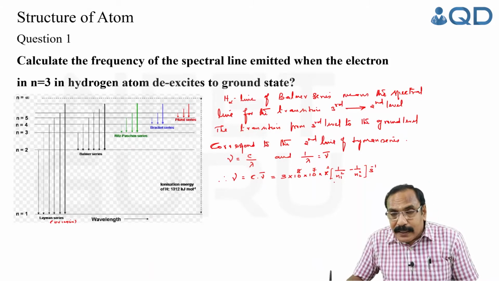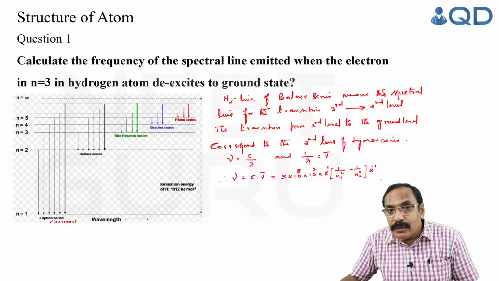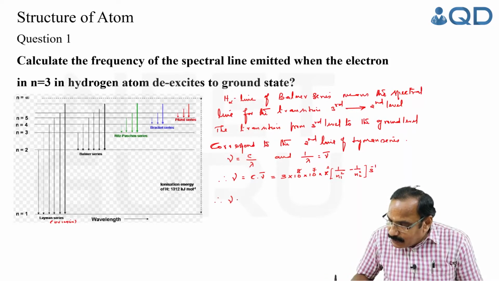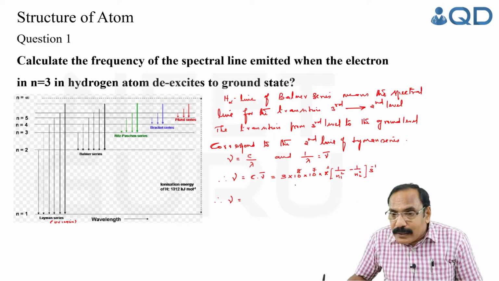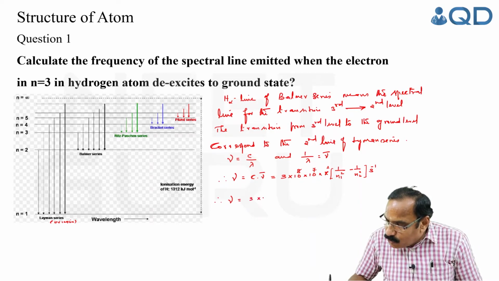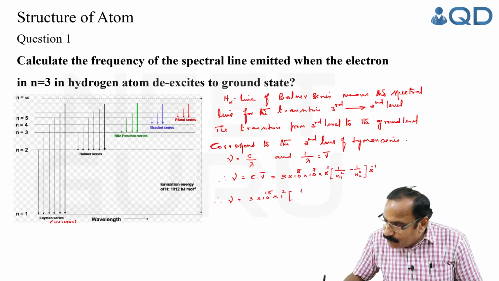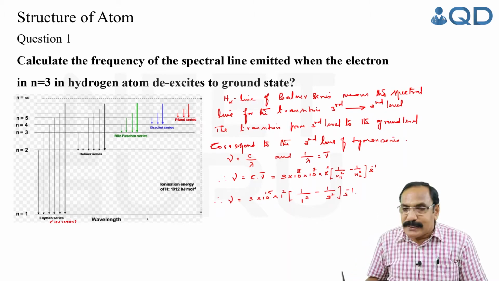Now, N1 is the ground level, N2, the higher level, is the third level. Therefore, what is the frequency? It is 3 into 10 raised to 15. For hydrogen, the atomic number is 1, square, into the ground level 1 square minus the upper level 3, so 3 square. That much second inverse.